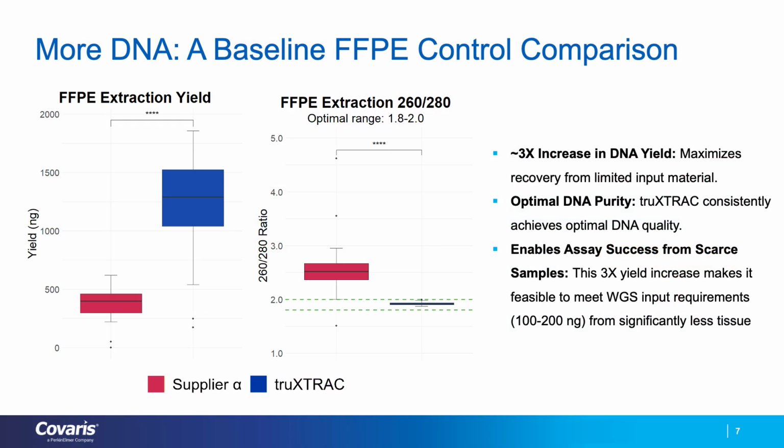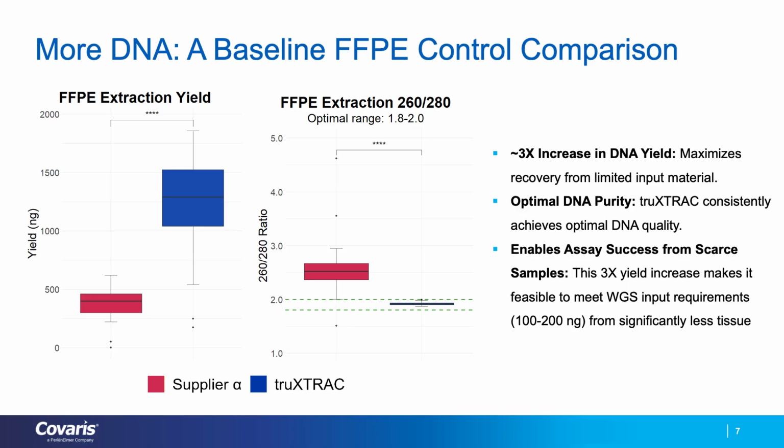We'll start with extraction, as this is the foundation for everything downstream. Using our 4 FFPE cell line samples, we performed parallel extractions with the TrueExtract Smart on the Sonication Star versus a manual kit from supplier Alpha. The results here speak for themselves. The TrueExtract delivers a 300% increase in DNA yield compared to the competitor. This yield increase maximizes recovery from limited input material, which is really critical when you're working with precious clinical samples.